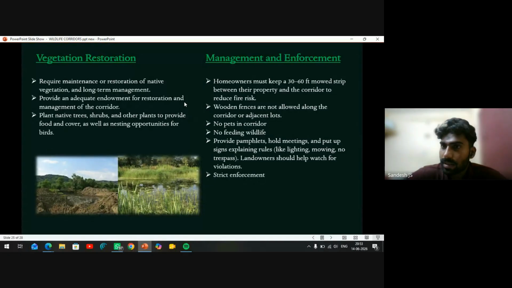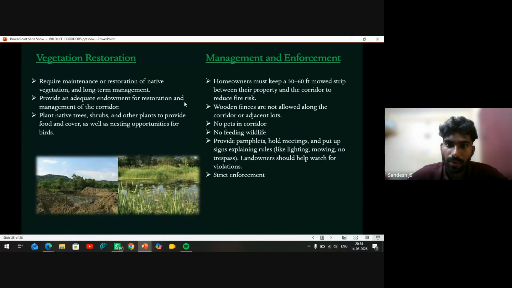And that is the management and enforcement. House owners must keep a 30 to 60 feet moat strip between the property and the corridor to reduce fire risk. So corridor fires can happen like random events, so they must keep a distance from the corridor. Wooden fences are not allowed along the corridor because if a fire outbreak happens, wood will take fire and increase the damage.